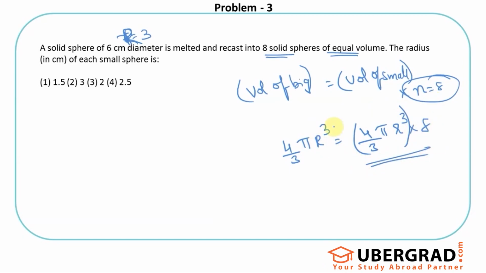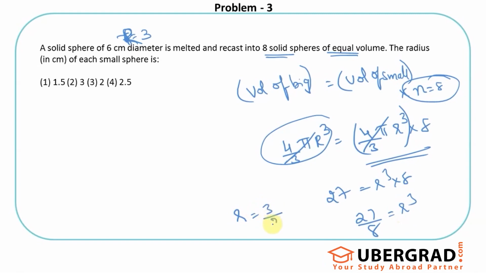The combination of all of this should be equal to the bigger one because that's how we made those 8 spheres, right? So volumes should be equated like this. 4 by 3 pi gets cancelled out. R cube is this 3 cube, that's 27, equals r cube into 8. 8 comes this side, that's 27 by 8 is r cube. r is 3 by 2 from this, so that is 1.5 centimeters. So the answer is 1.5, right?